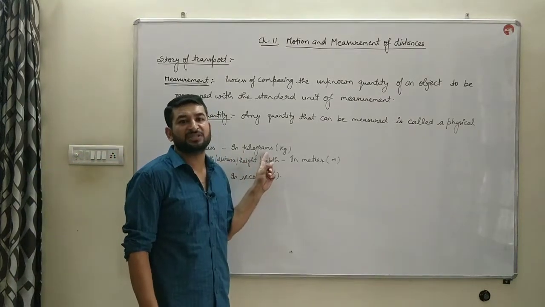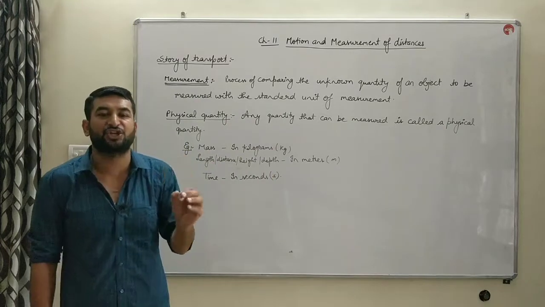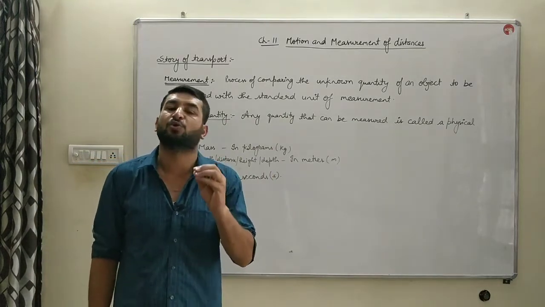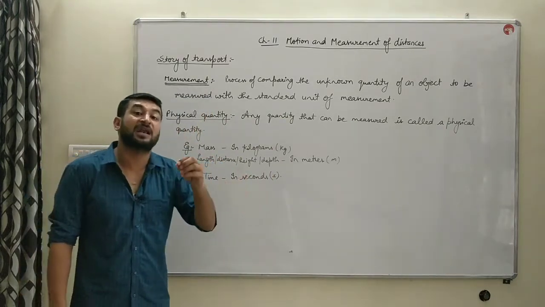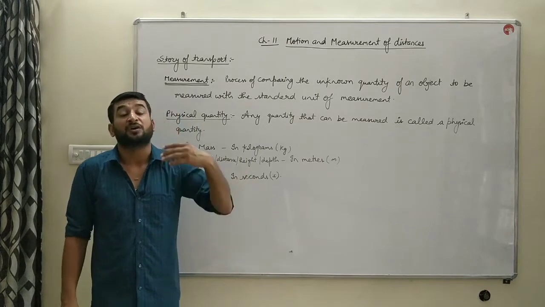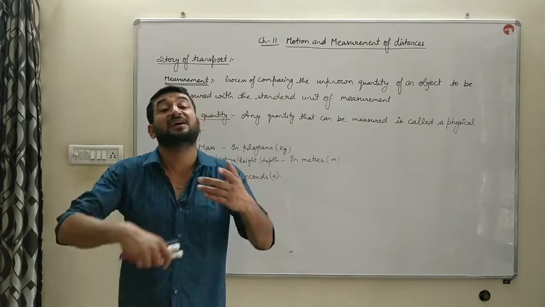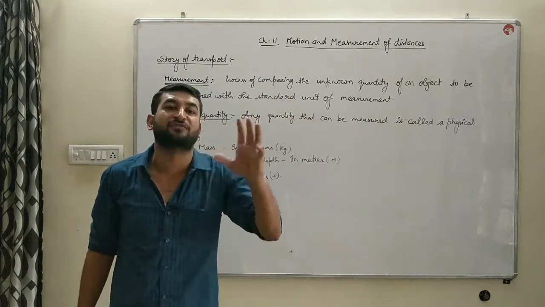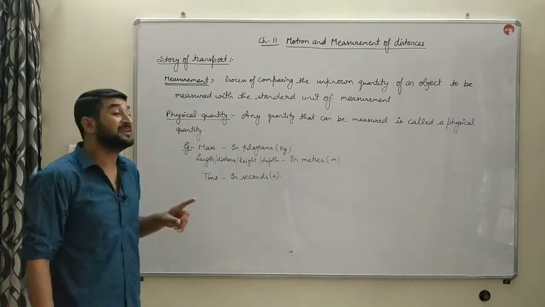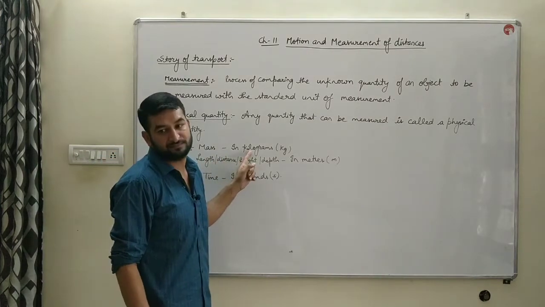The SI unit, the standard international unit of mass, is kilograms. There are other units as well: grams, milligrams, quintals, tons, metric tons. These are other units of mass. But the standard international unit of mass is kilogram.